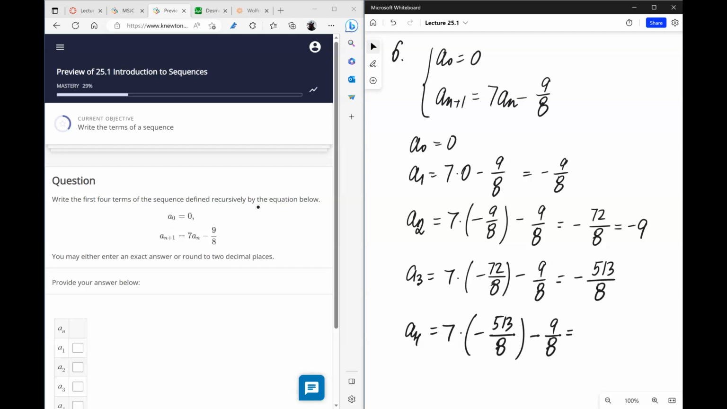A4 will be 7 times that. So we have negative, and it's going to be 7 times 513. It's 3500. 7 times 13, it's 91. So 3591 plus 9, 3600. That seems to be as if it can be simplified, so it's negative 400.